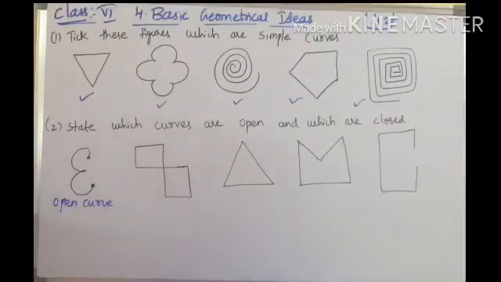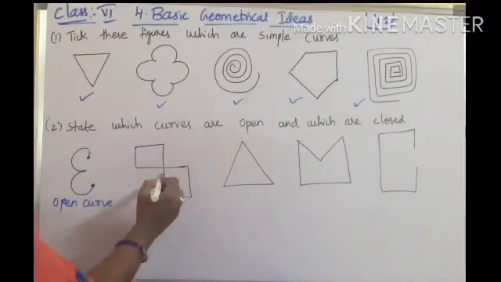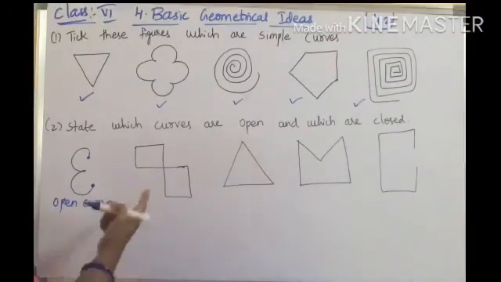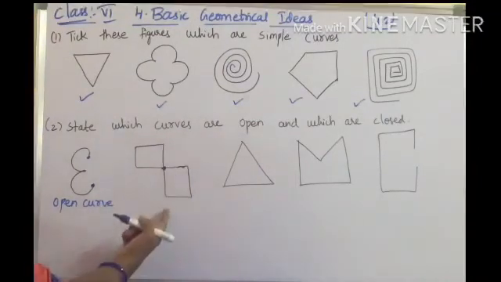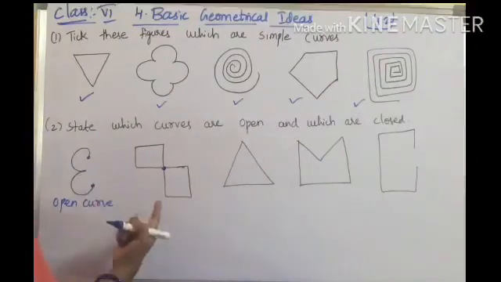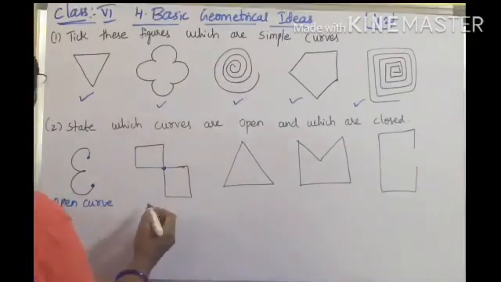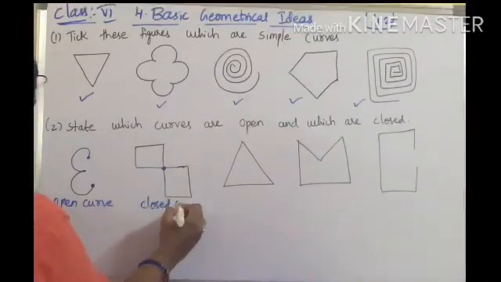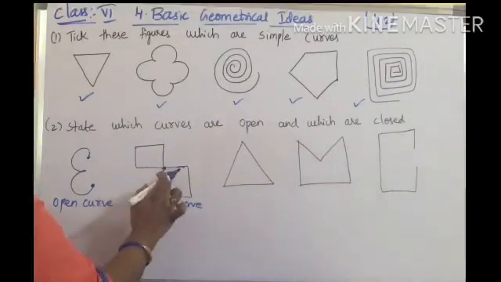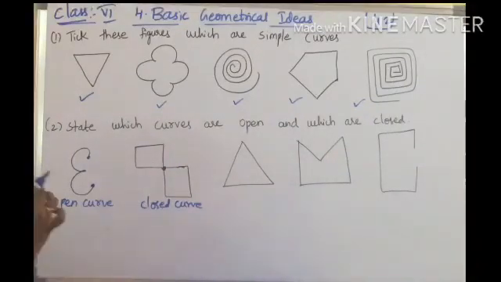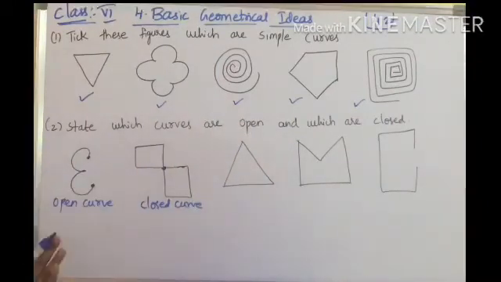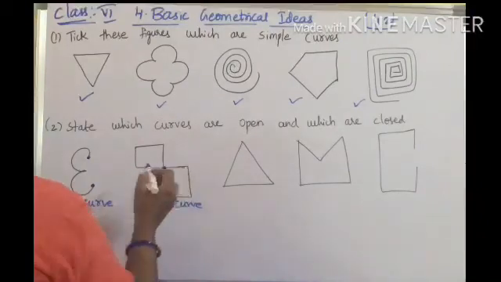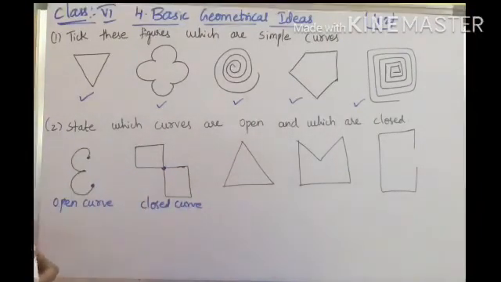And if you see this figure, children, tell me, is this a simple curve or an intersecting curve? It is intersecting because it is crossing at this point. The point of intersection is here. So this is not a simple curve. Now tell me, is this figure open or closed? We can say easily it is a closed figure, because its starting and end points are joined. So what is the definition of an open curve? A figure in which starting and end points are not joined. And closed means a figure in which starting and end points are joined.